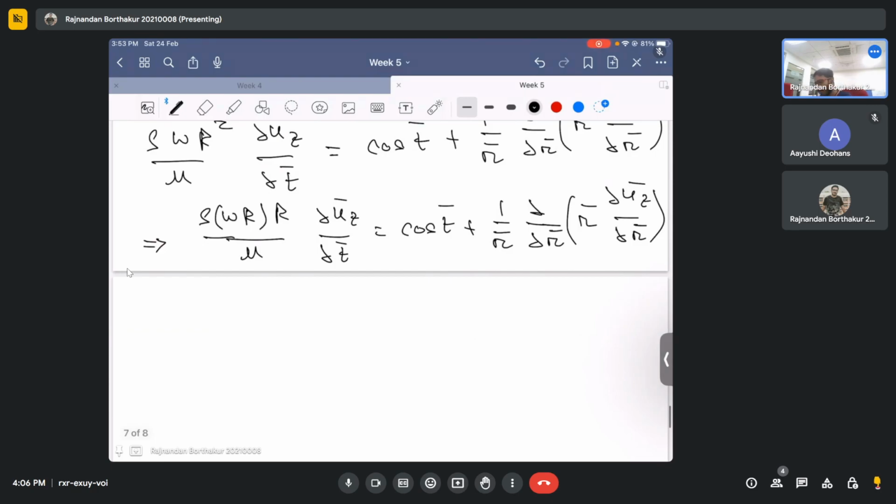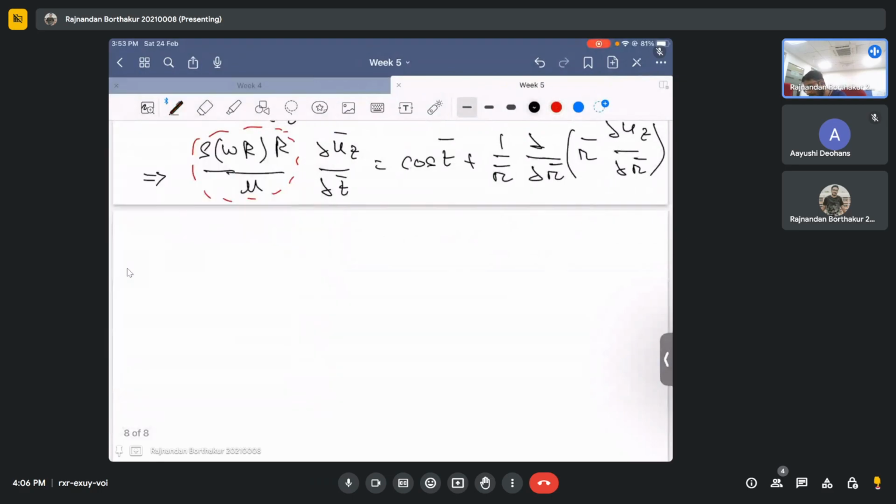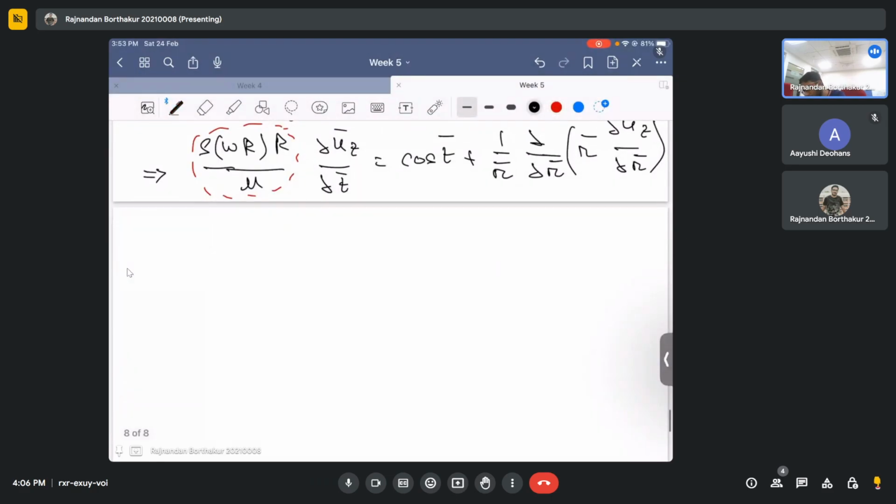All right. So let's now have a look at this term. Okay. So this term is what? This term is basically rho times omega r into r, by mu. Now, can you tell me, do you see some similarity of this term with some number, or in other words, Reynolds number? Yeah, exactly. This looks like a Reynolds number.